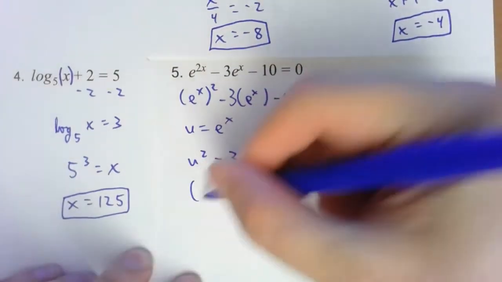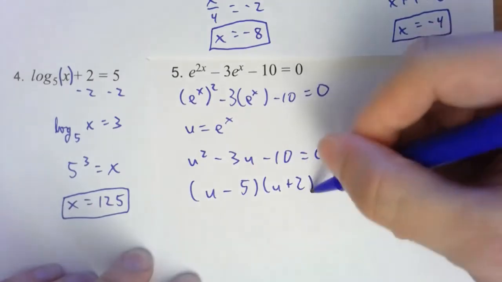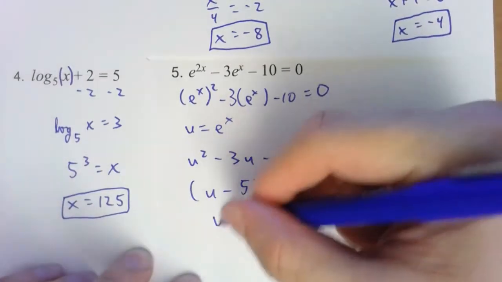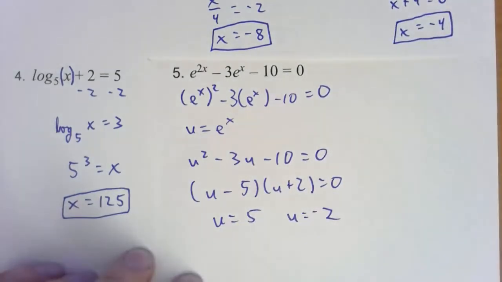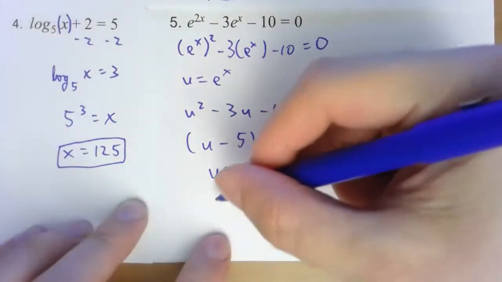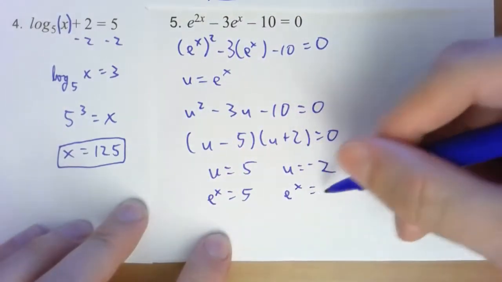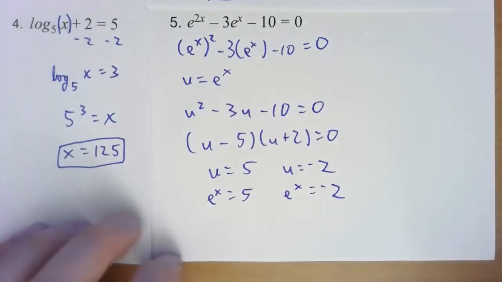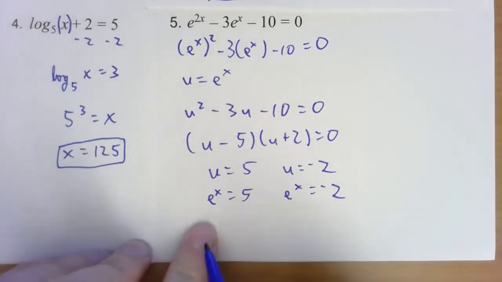Right? So then I can factor this. u minus 5, u plus 2 is 0. So u equals 5, and u equals negative 2. But of course, we didn't want to find u. We wanted to find x. So this is e to the x is 5, and then e to the x is negative 2. All right. Well, we're not done. We weren't trying to solve for e to the x. We want to find x.